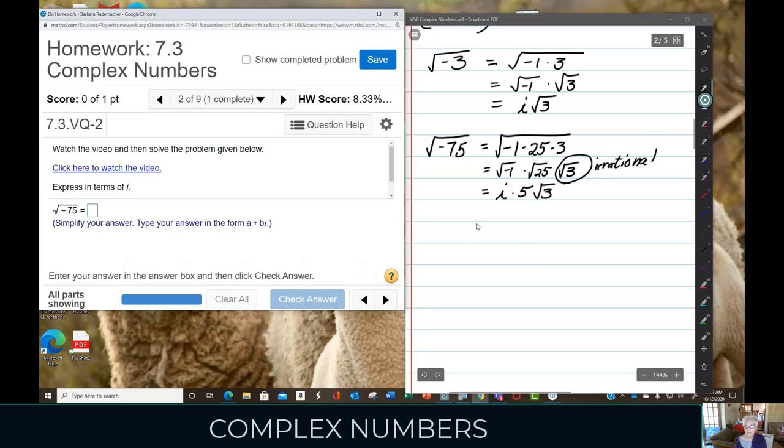But as long as you're having to put this in A plus BI form, your answer is going to be 0 plus 5 times the square root of 3, and then safely outside the radical, I.